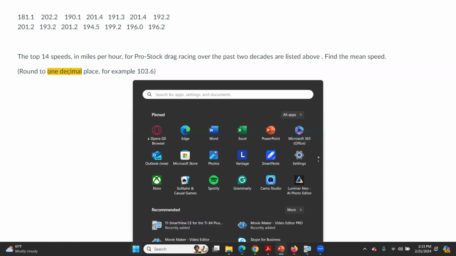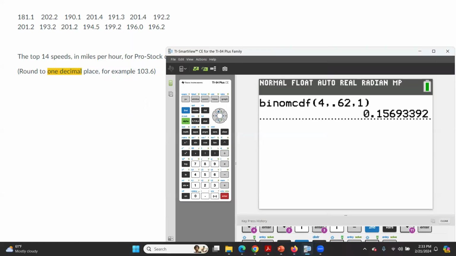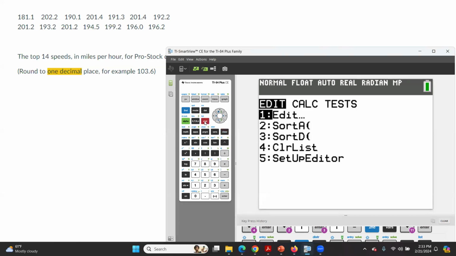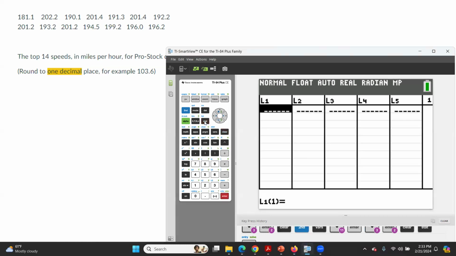So let us pull up our calculator, enter this data in our calculator, and see what we have. As usual, you need to feel comfortable about entering the data into your calculator. You need to go to Stat, Edit, and in L1, enter everything that you have.